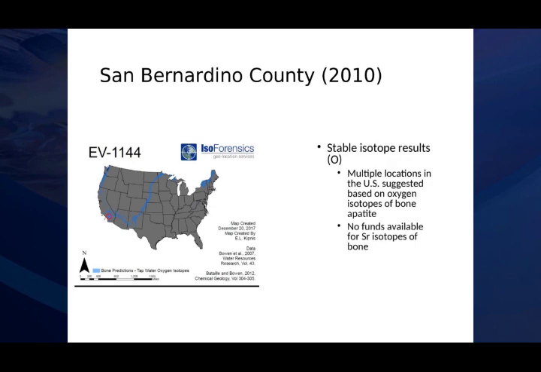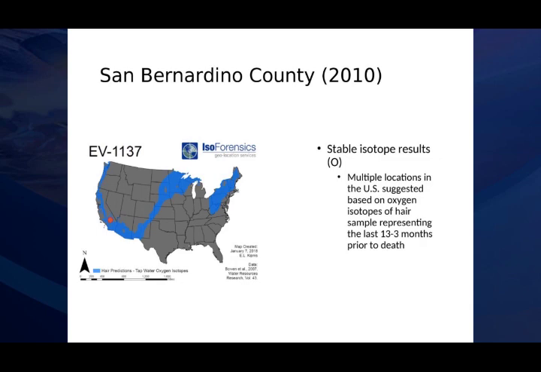It actually does include the place where the head was found in the backpack. So it doesn't rule out that she may have been local to the area based on the bone signature. And then when we did hair, we did many different increments of the hair. So we serial sampled it. And when you looked at the last 13 to 3 months prior to death, it included a really wide area.